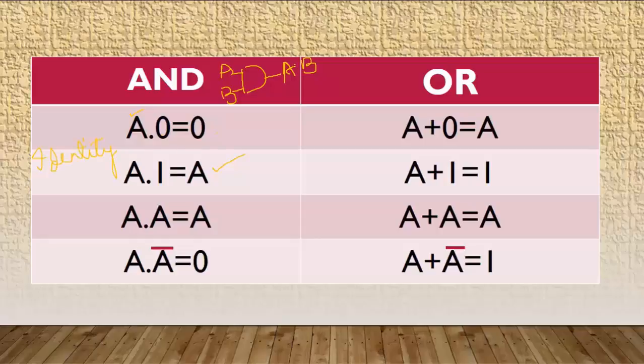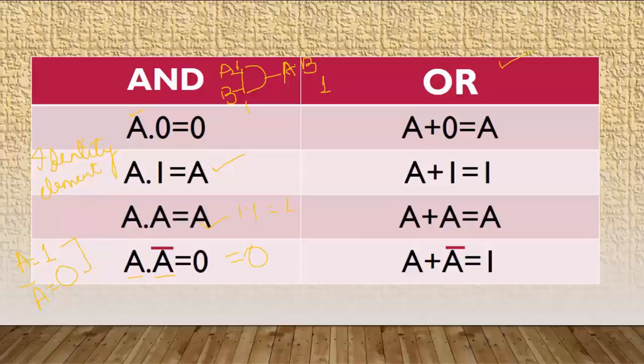What is 1? 1 is an identity element. Now if we multiply A into A, we will get A, like 1 into 1 is 1. So simple it is. If my inputs are 1 and 1, my output will be 1. Here it is A into A bar. A bar means the complement. Suppose A is 1, then A bar is equal to 0, so they are complements. If you multiply these two, we get 0. So this is our AND law.